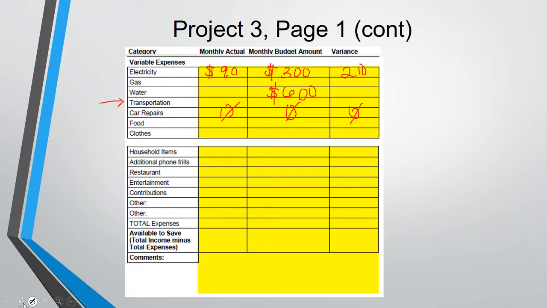But for the most part, make sure to try your best. The goal for this page 1 is so you understand how to budget, so that later on, when you're really on your own, you know how to do it and you're smart about it. So keep that in mind. All right, so that's the first page.